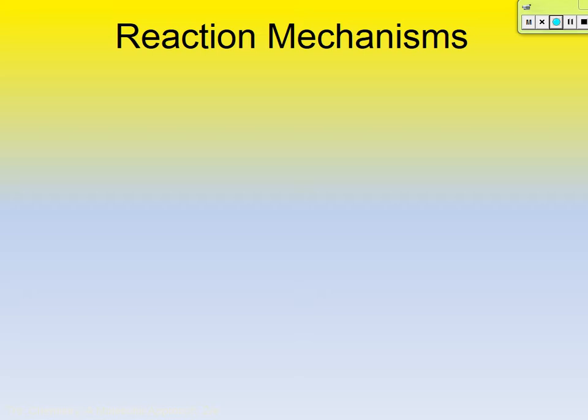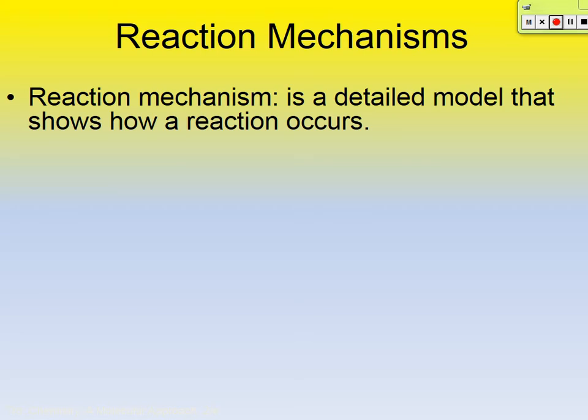So let's get started. A mechanism is a detailed model that shows how a reaction occurs. Sometimes when you just look at the equation, it is a little bit misleading. They look very simple, like it happens in one step. But as we're going to see today, sometimes there are many steps involved in a chemical reaction. And so we're going to look at the mechanism, the detailed step-by-step model that shows exactly how a reaction will occur.